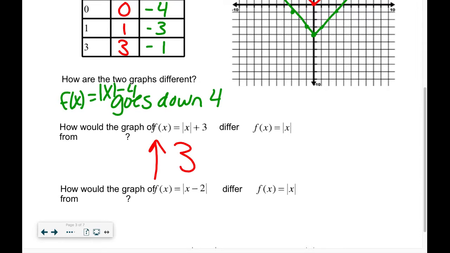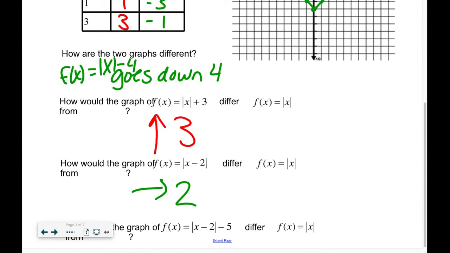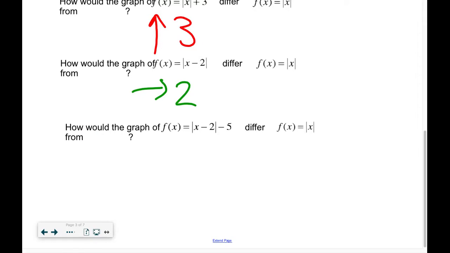How do you know if it's up, down, left, or right? It's inside the absolute value stuff. But this isn't parentheses. No, they're absolute values. It's inside the stuff, so it goes side to side. Side to side, and since it's a minus, we're going opposite. Right 2, down 5.